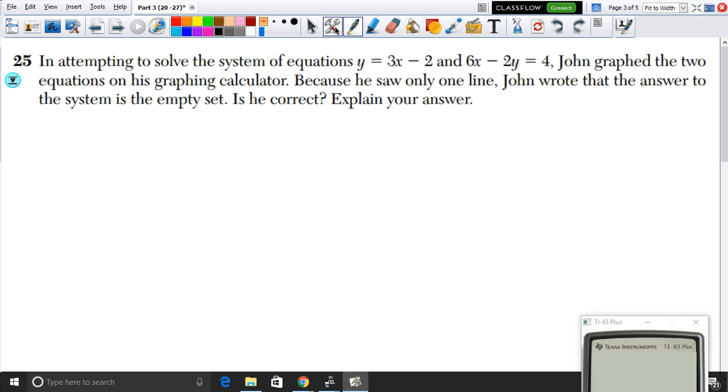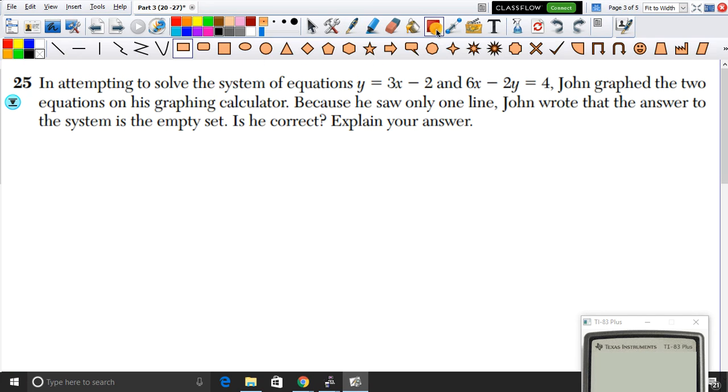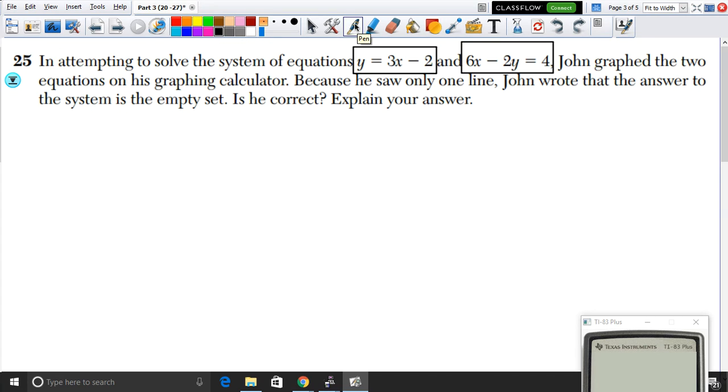All right, moving on. Now, let's look at example 25 here, which is the first question when it comes to the open response. It says, in attempting to solve the system of equations, we have two equations here. This is our first equation, and this is our second equation. John graphed the two equations on his graphing calculator. Because he saw one line, John wrote that the answer to the system is the empty set. Is he correct?